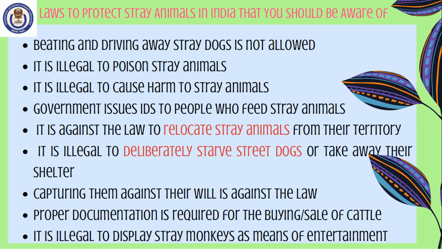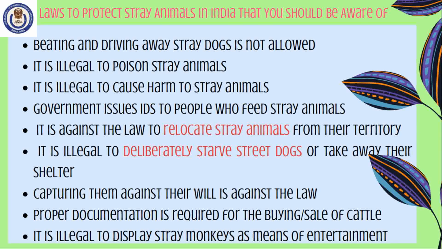I'll tell it point by point, and please try to remember them, so that you'll know when something illegal is happening, and you can go and complain about it, and action will be taken against them. So these are just some laws that you should know. Beating and driving away stray dogs is not allowed, which I think many people have seen, that these poor stray dogs are just thrown sticks at, kicked, and cruelly abused, which is so inhuman and shouldn't be allowed.